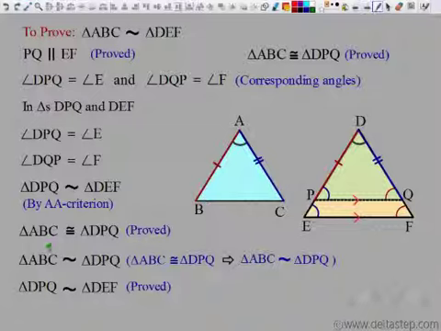So 1 is similar to 2, and this is the same triangle here, DPQ. 2 is similar to 3. So I can say that 1 would be similar to 3. That is, triangle ABC would be similar to triangle DEF. And this is precisely what we wanted to prove. And hence we've proved this theorem.